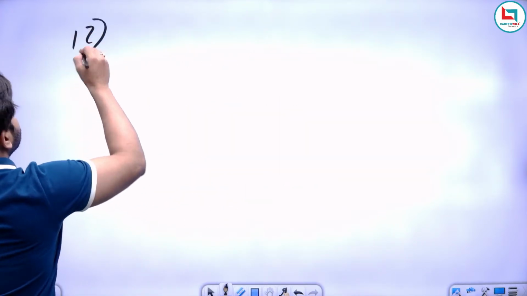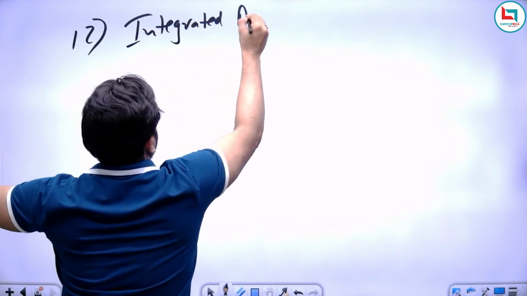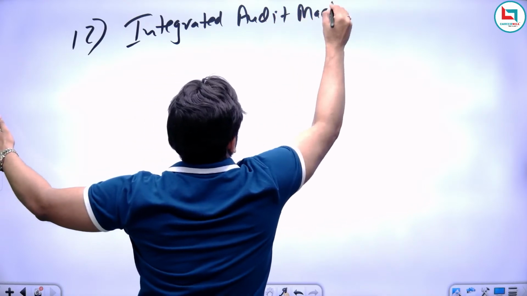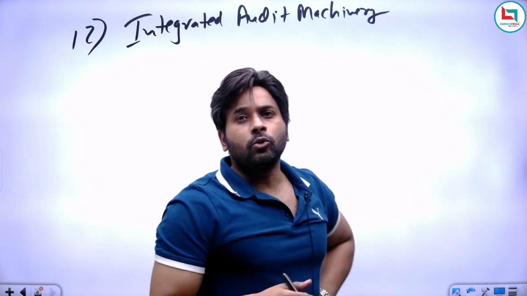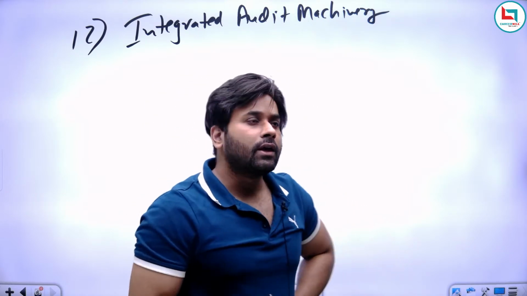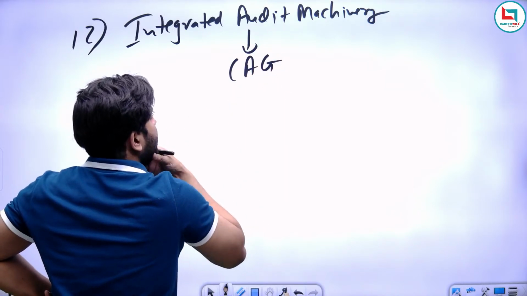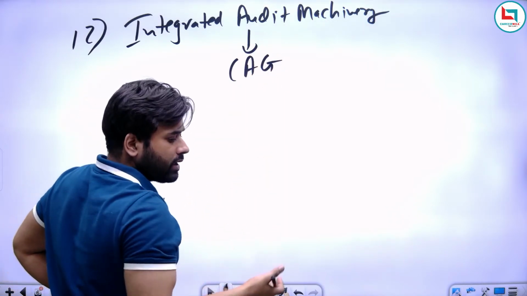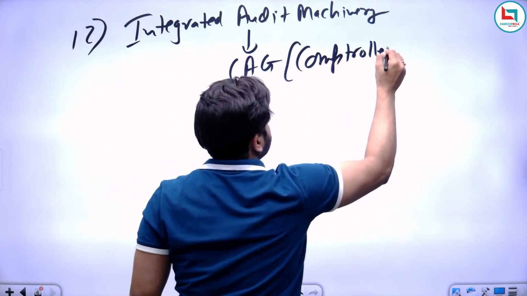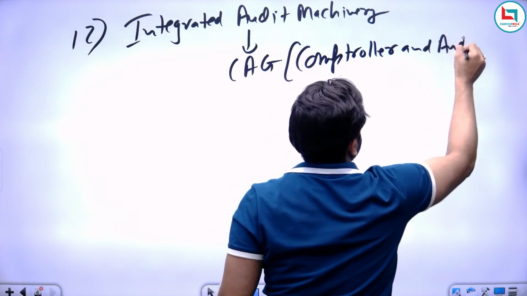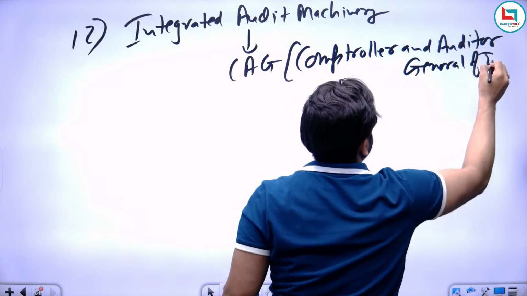Then the 12th is integrated audit machinery. Okay, basically audit means to check the accounts, khaton ki jaanch karna. Here the reference is to CAG. See, CAG is the Comptroller and Auditor General of India. Let me write the full form: Comptroller and Auditor General of India.